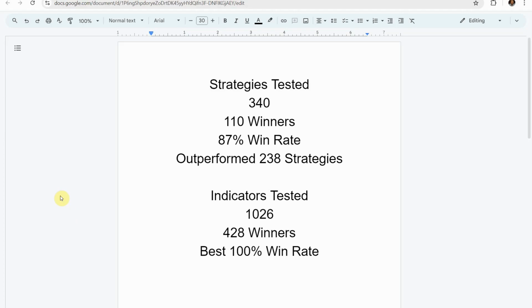We've also tested a total of 1,026 indicators, with 428 of them being winners.